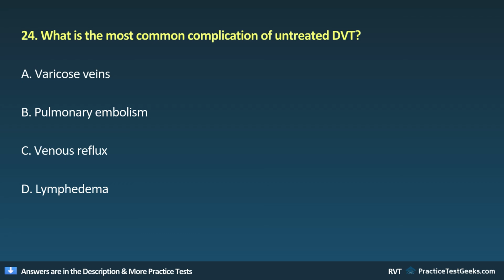24. What is the most common complication of untreated DVT? A. Varicose veins. B. Pulmonary embolism. C. Venous reflux. D. Lymphedema.